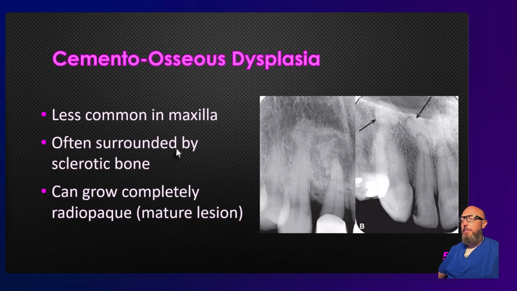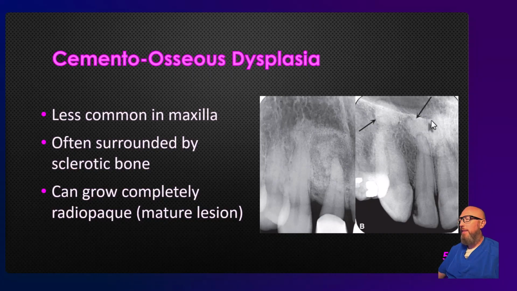And it is less common in the maxilla, but you will see that on occasion. This shows even more mature than that last slide, as now these radiolucent areas around the lesion are starting to shrink in size. But still, you can appreciate, hopefully, that there is a little bit of a radiolucency around it.